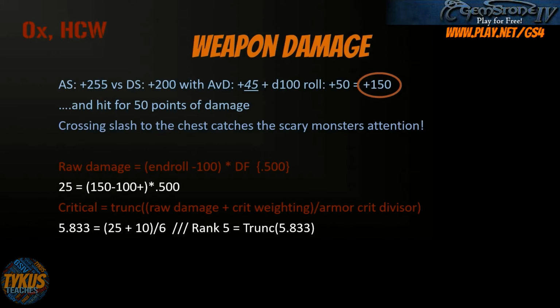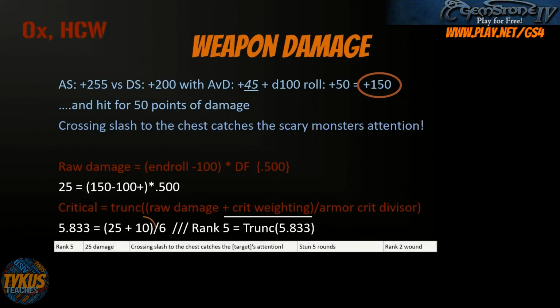This is where crit weighting comes in. Critical weighting is applied to the raw damage only in this formula. It is often referred to as phantom damage because it doesn't apply to that damage line, only when determining the rank of the critical that is possible. So we take our raw damage and we add our crit weighting, and then we divide by our armor crit divisor, and you can see here is where our crit weighting goes. We take our raw damage of 25, add 10, that gives us 35, divide by 6, which once again gives us 5.833, which truncates into a rank 5 critical hit.